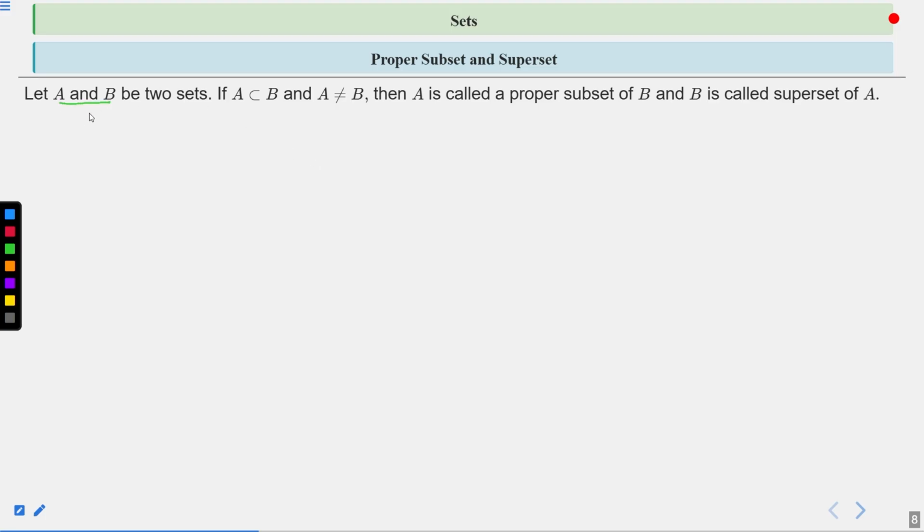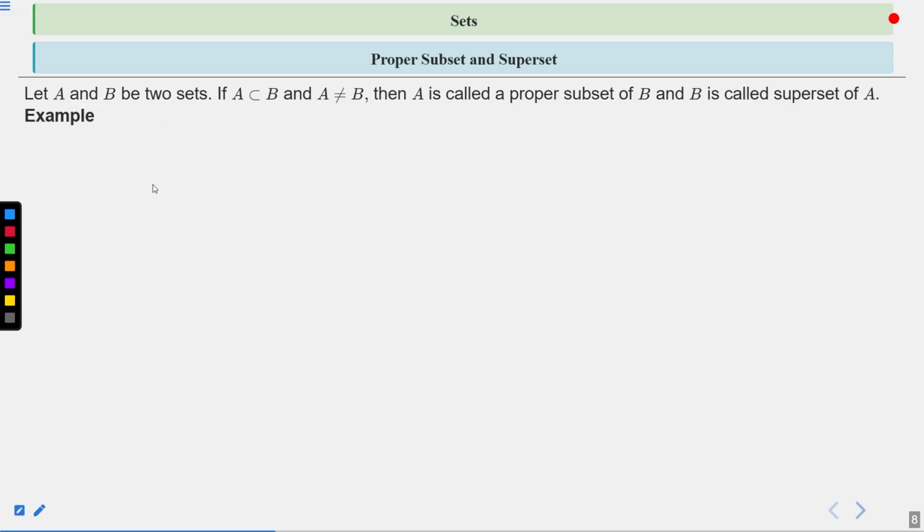Let A and B be two sets. If A is contained in B and A is not equal to B, then A is called a proper subset of B, and B is called a superset of A. Clear? It will be clear when you see an example.